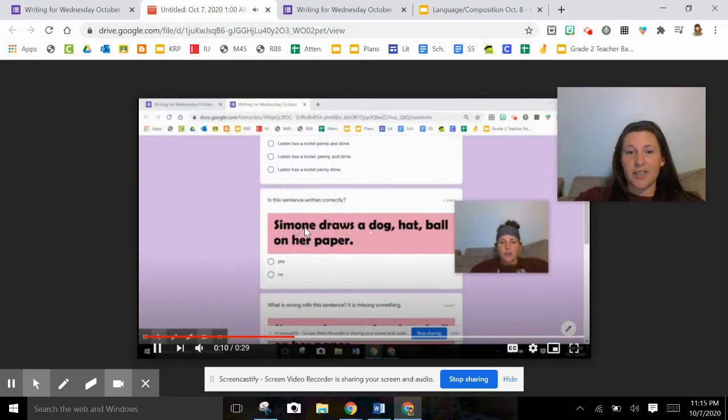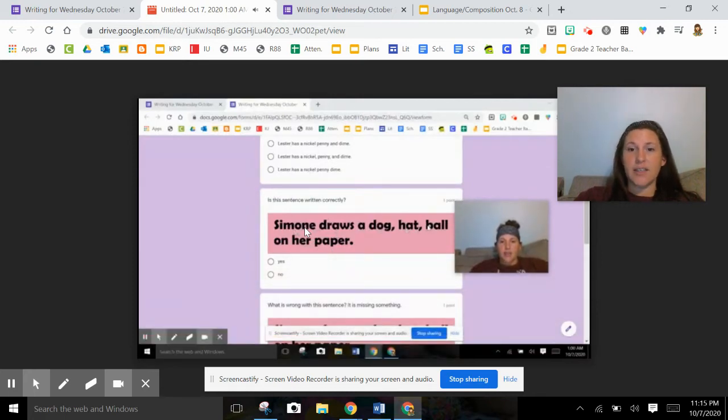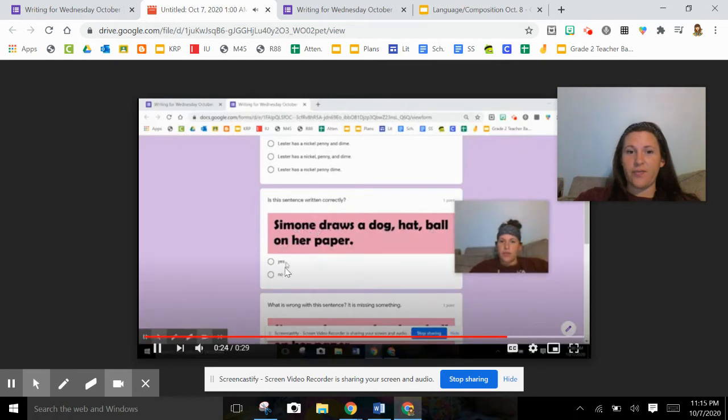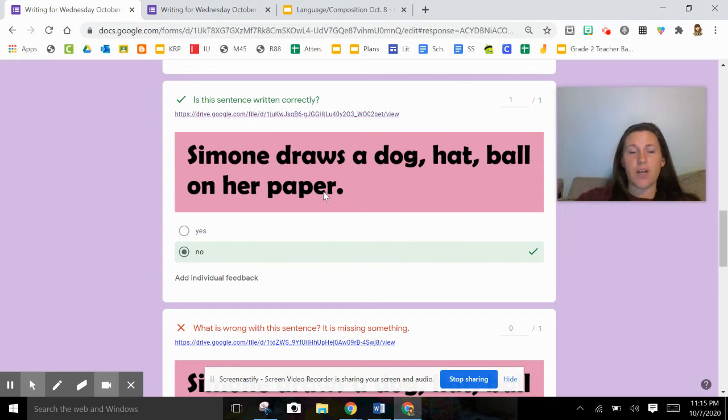Is it correct? Simone draws a dog, hat, ball on her paper. Simone draws a dog, hat, ball on her paper. I read it twice for you. Yes, the sentence is correct. It's perfect. Or no, the sentence is not correct. It's missing something. So your choices are either yes or no. It's either missing something or it's not. So it says Simone draws a dog, hat, ball. Oh, so dog, hat, and ball right there are definitely my list of things. So that's where I need to be paying attention.